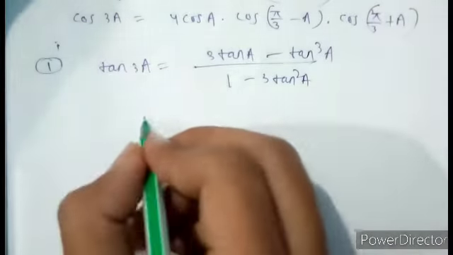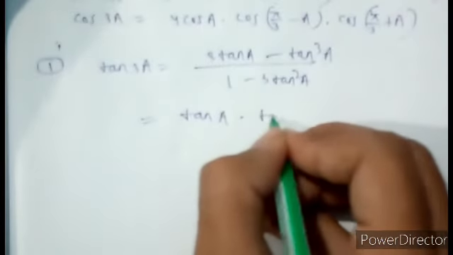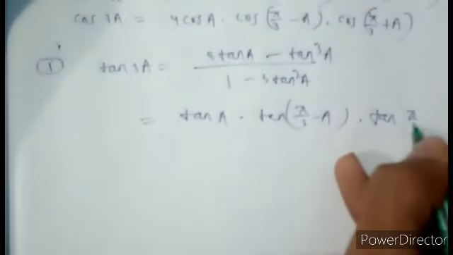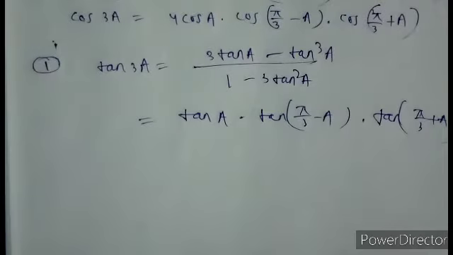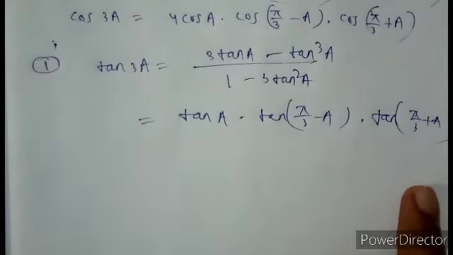Also you can write that tan 3A is equal to tan A multiplied with tan(pi/3 minus A) into tan(pi/3 plus A). Similarly, sin 3A is equal to 4 sin A multiplied with sin(pi/3 minus A) multiplied with sin(pi/3 plus A). Similarly, cos 3A is equal to 4 cos A multiplied with cos(pi/3 minus A) multiplied with cos(pi/3 plus A).